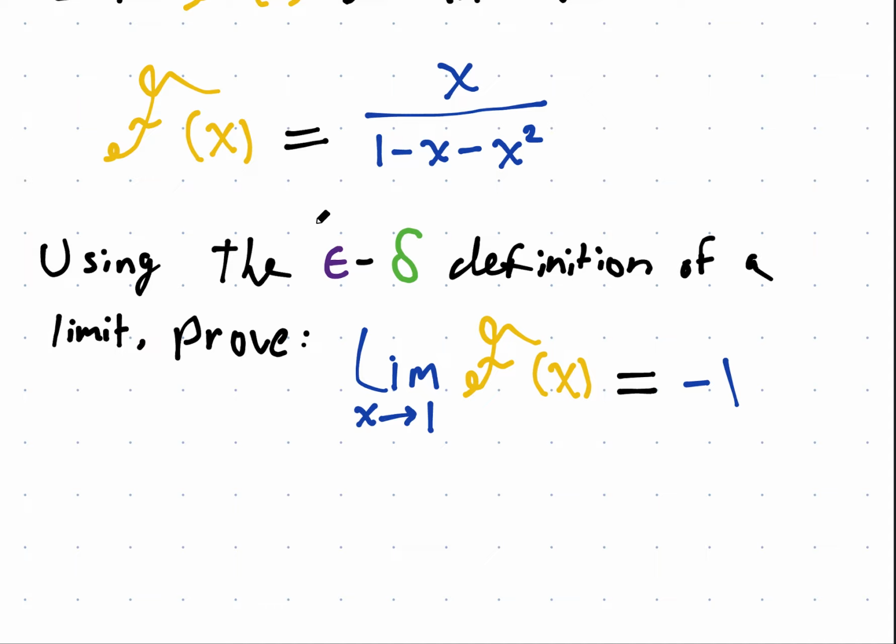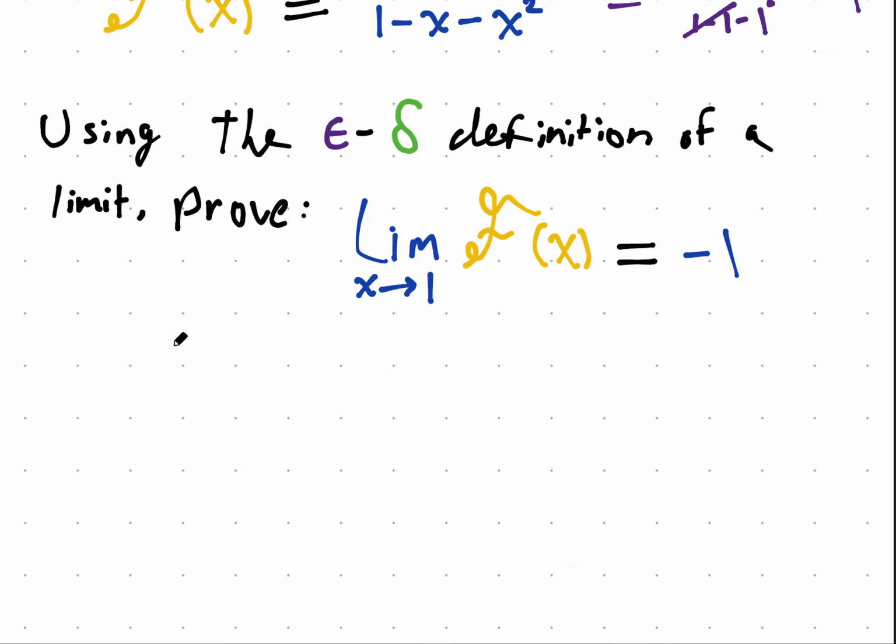Using the epsilon delta definition of a limit, prove that the limit as x goes to 1 of curly f of x is equal to negative 1. So indeed, if you plug in 1 over 1 minus 1 squared, 1 minus 1 is 0, and you have negative 1, which is equal to negative 1. So that makes sense. Now let's begin the proof, or at least a setup for it.